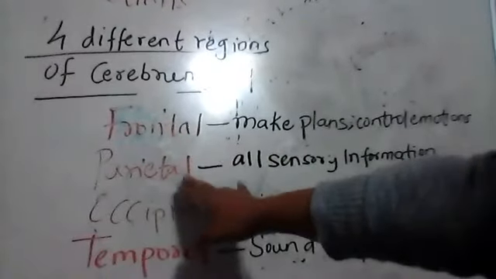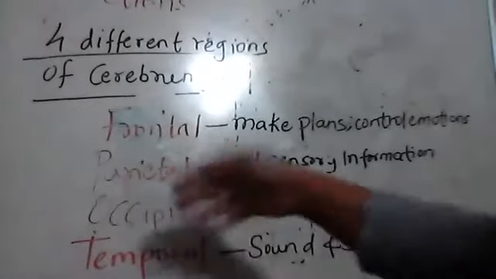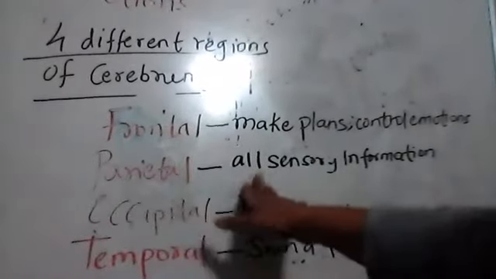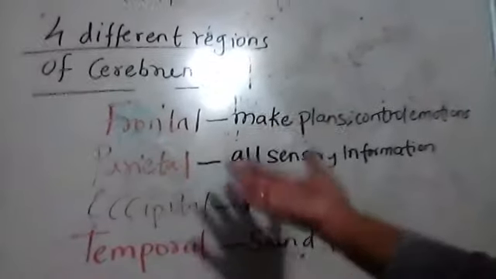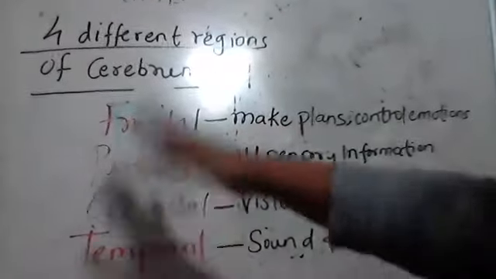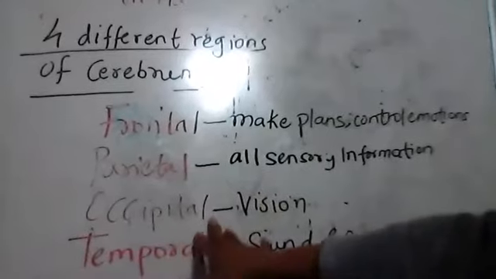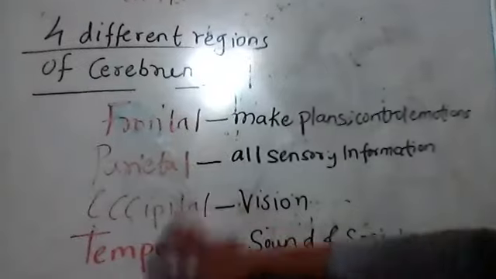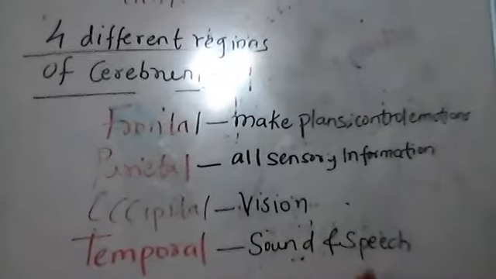Then the parietal lobe is all sensory information which comes from different parts of the body, and the questions asked by different parts of the body, and the responses that need to be sent to them, telling your hands what to do, telling your legs what to do, telling your mouth how to speak. All this sensory information is handled by the parietal lobe. The occipital lobe is concerned with vision. And then the temporal lobe is concerned with your sound, auditory, your sound and your speech.